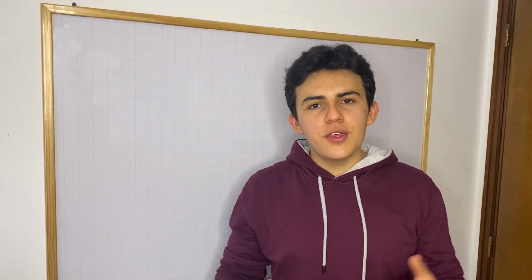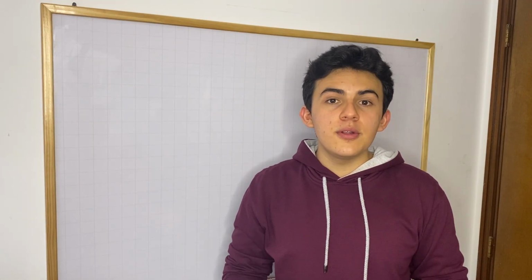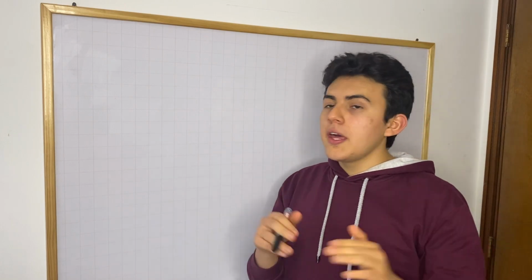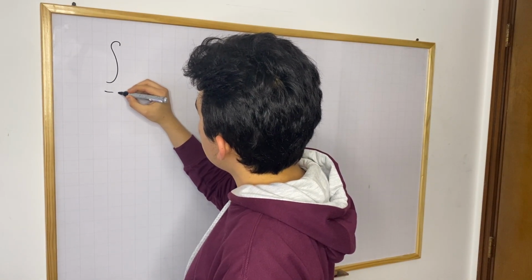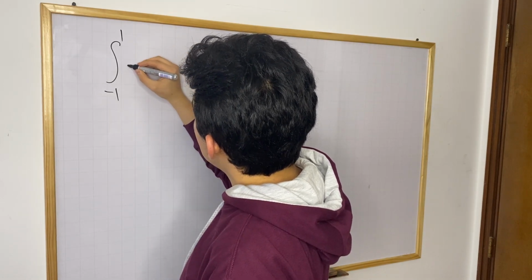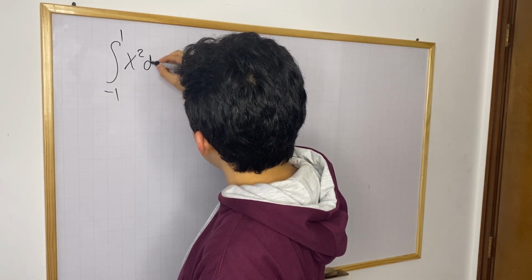Hi everyone, what's up? Today I want to solve with you a pretty cool example of a definite integral. So today we're going to solve this definite integral. We have the integral from -1 all the way up to 1 of the function x squared dx, okay?